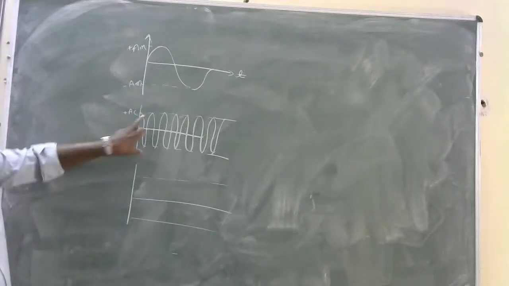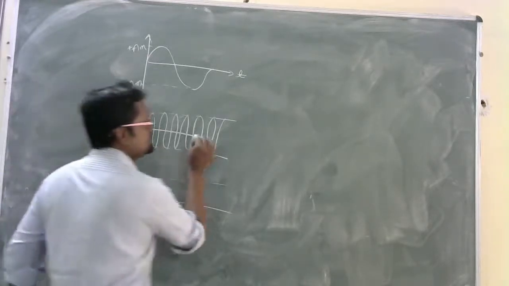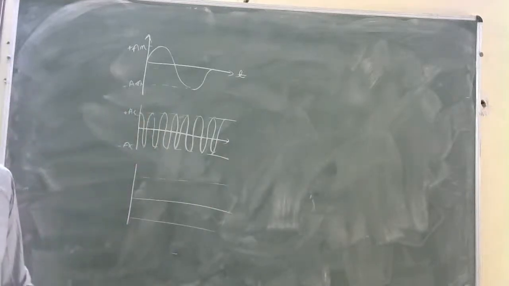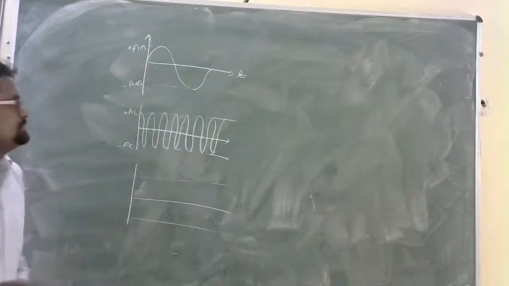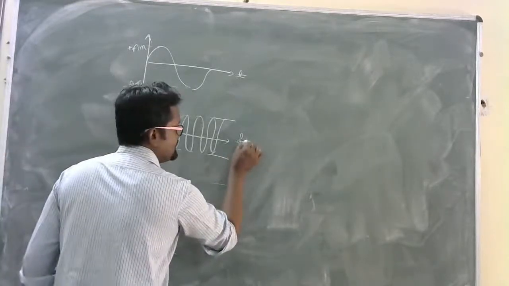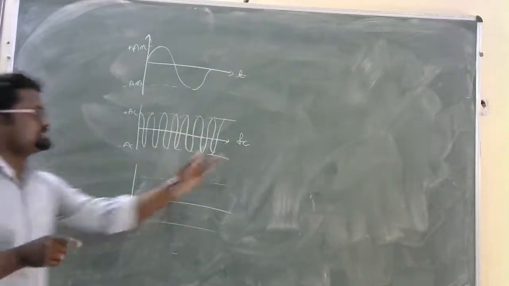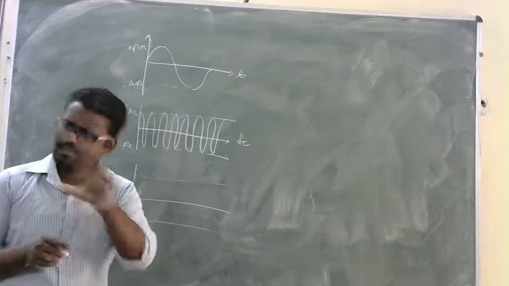In a frequency modulated signal, the frequency of the carrier signal will vary. What is the frequency of the carrier signal before modulation? Before modulation, the frequency of the carrier signal is FC. After modulation, this FC will vary. Amplitude? Same. Amplitude will be the same.